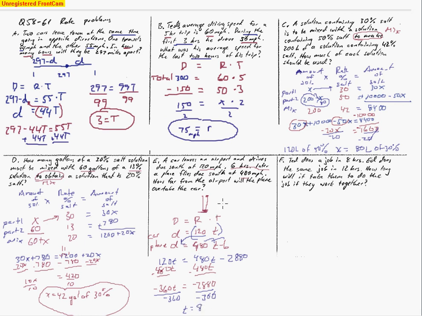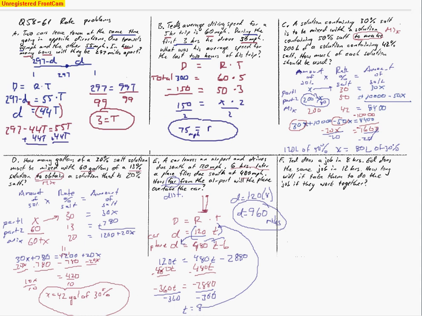But let's see what they wanted. How far from the airport? Far, that's distance. They want a distance. Well, let's go ahead and plug that 8 back in for this t right here and find out that distance. Distance equals 120 times 8. Well, 12 times 8 is 96. Add a 0, there it is, 960 miles after that 8 hours.